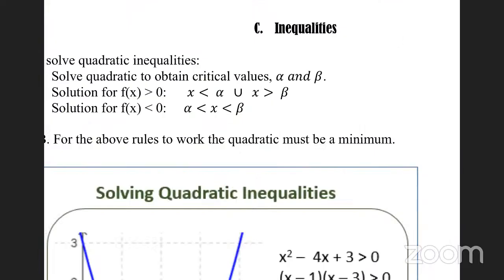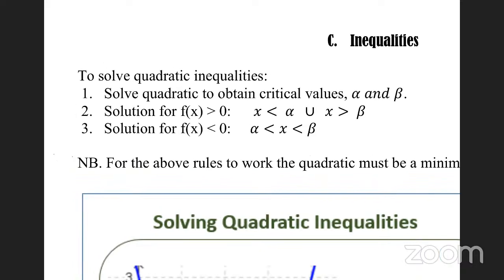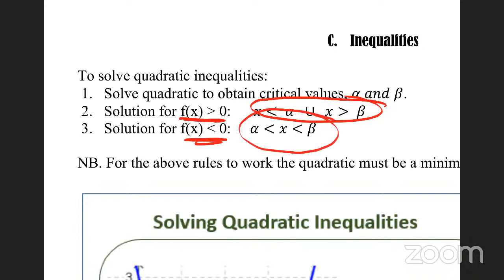One more thing. How do we solve inequalities? Real easy. If you have a quadratic that's more than 0, this is the answer. Quadratic less than 0, this is the answer. But we have to make sure the quadratic is what? These rules only hold if the quadratic is a minimum. If it's not a minimum, the rules will not work. So it has to be a minimum.